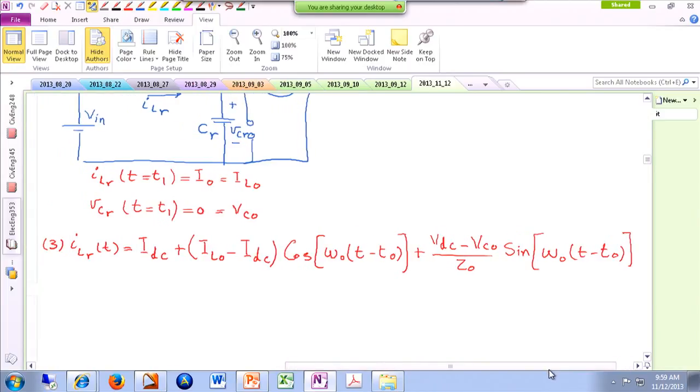So equation 3 is like a general response, and then we have to reduce it down to our particular case. For instance, this mode started at T1, so wherever we see T0, we should replace it with T1. Omega naught and Z naught are the same. Omega naught is 1 over the square root of LR times CR, and Z naught was the square root of LR over CR. So we can't do anything about them. IDC is the DC value of the current, which in this case is Iout. So wherever you see IDC, it's actually Iout.